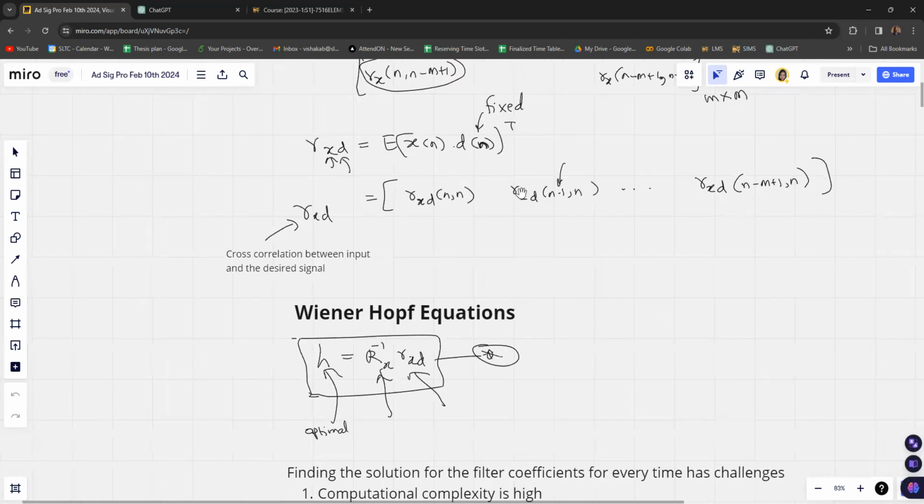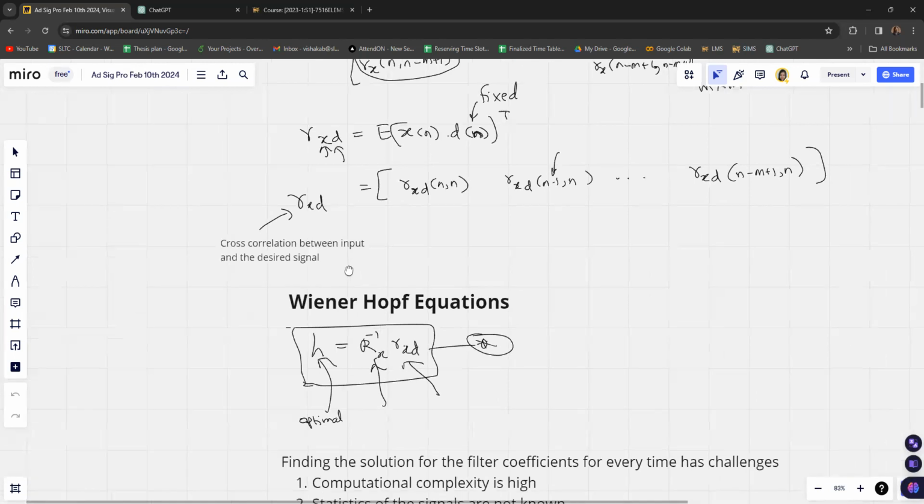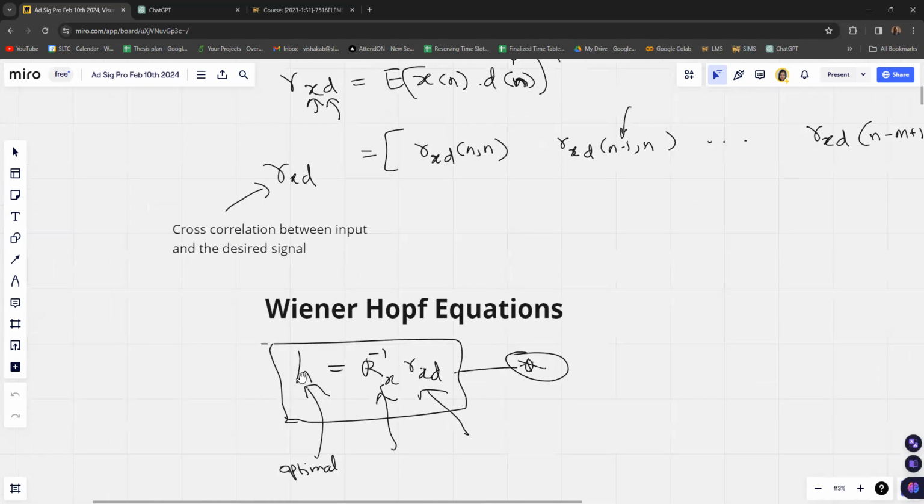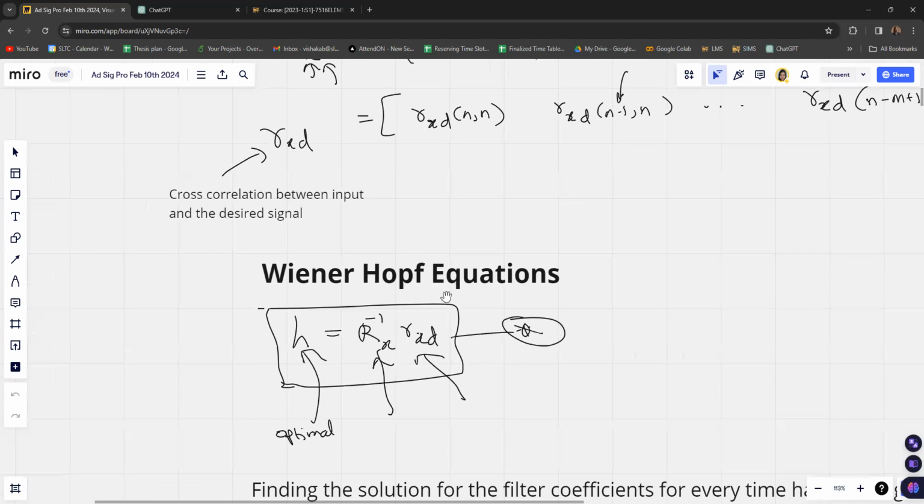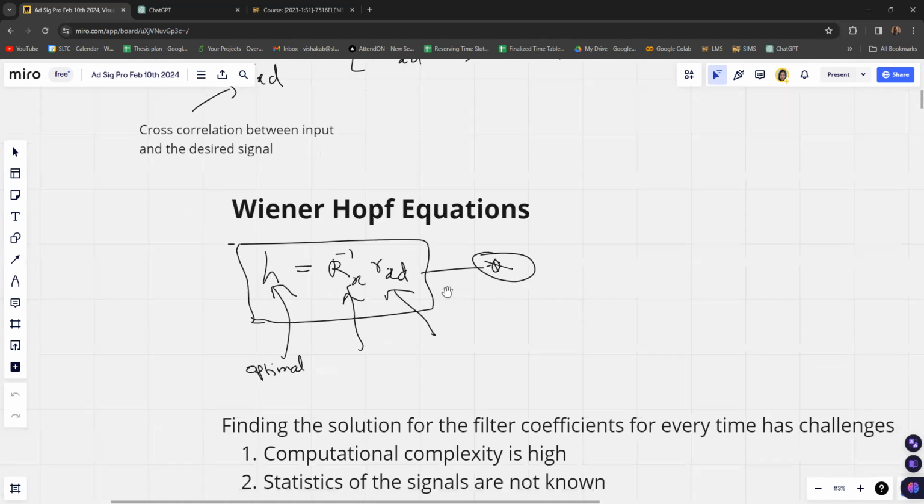So when we are going to update the filter coefficients, we have to find the filter coefficients for a certain M number of finite samples, and the optimal filter coefficients can be found using the Wiener-Hopf equations. The optimal filter coefficients can be calculated by taking the inverse of the input correlation matrix and multiplying it with the cross correlation vector.